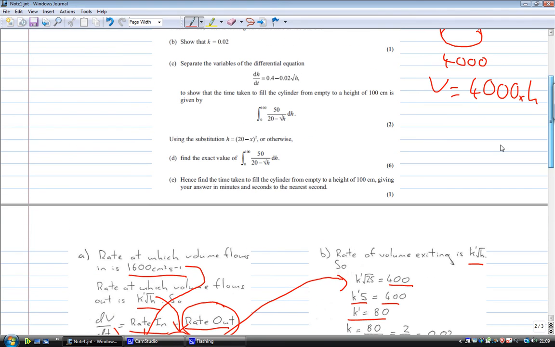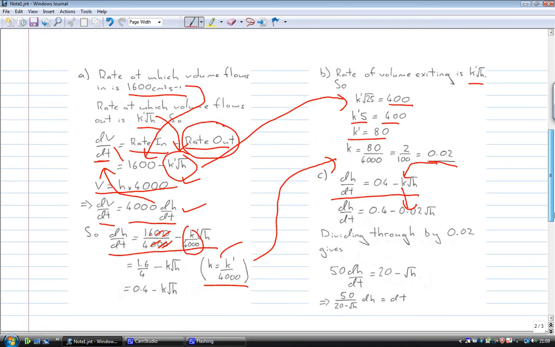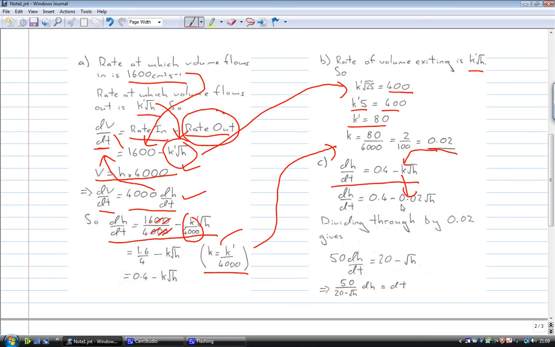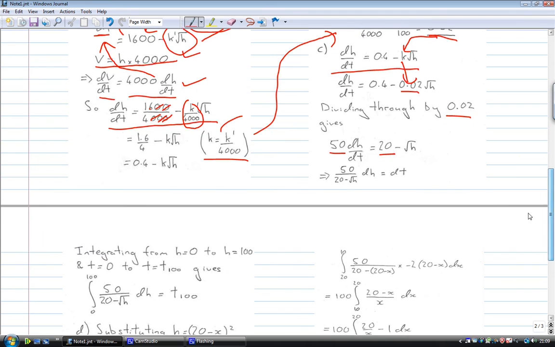So to get, you look here, they've got a 50 and a 20, and there's nothing in front of the root h. So the first thing we're going to do is to try and make our equation look a bit nicer by getting rid of these decimals. So we'll divide through by the 0.2. That's going to give us 50 here, 20 there. You can see that's just straightforward division.